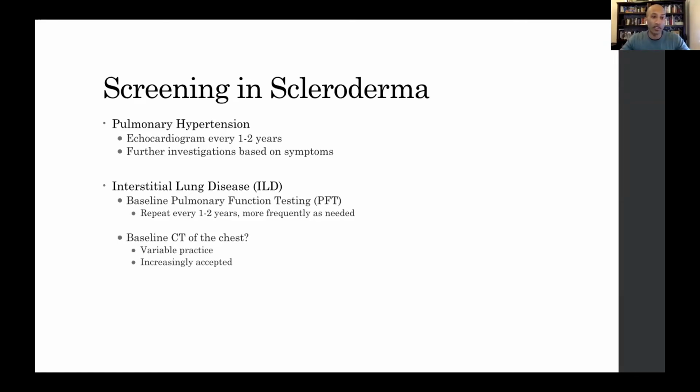And within the recent few years, there's been a lot of discussion about doing a baseline CT of the chest in every person that has a diagnosis of scleroderma. This is variable in practice, but I think it's more increasingly accepted. I think in our institution, we're probably going to try to push towards this, to do a baseline CT of the chest in anyone that gets a diagnosis of systemic sclerosis, and then periodically thereafter, if the diagnosis is there.